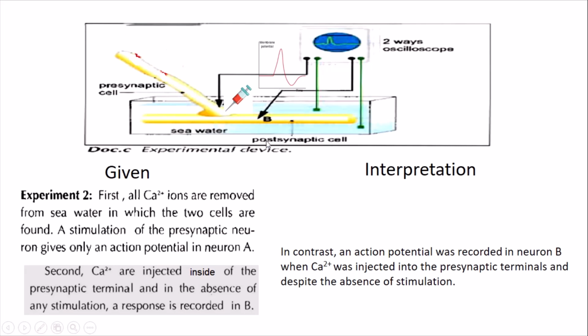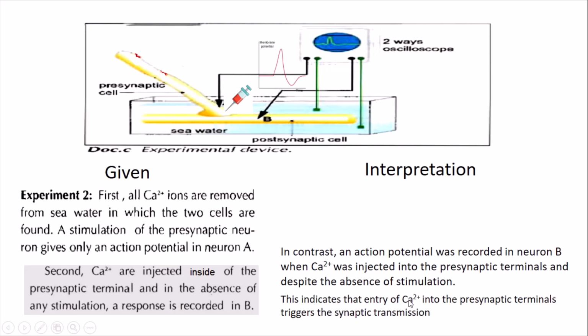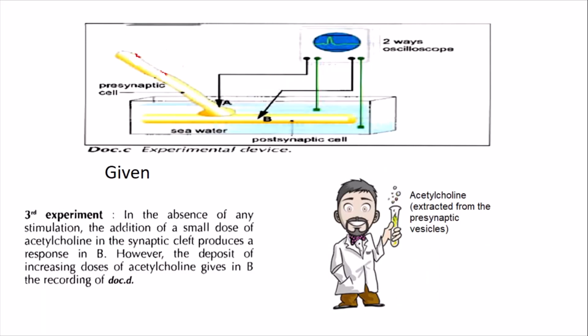So the significance would be, this indicates that the entry of calcium ions into the presynaptic terminals triggers the synaptic transmission. Notice that I didn't say injection of calcium. Entry and injection are a bit different actually. Injection is something that we're doing in the experiment. Entry would be something that naturally happens inside the living body. Next, experiment 3.